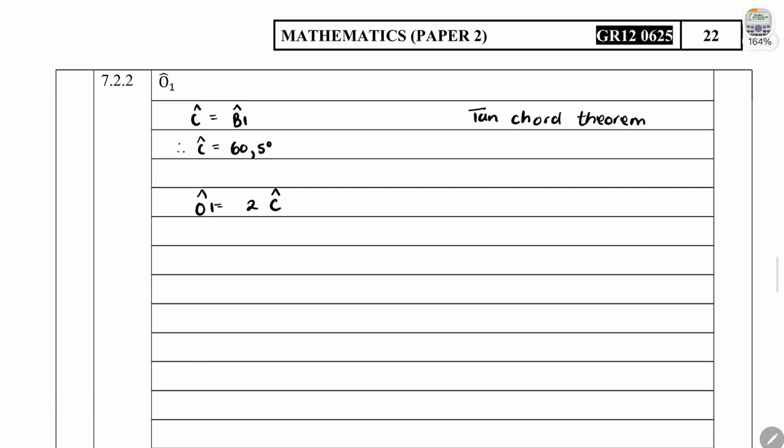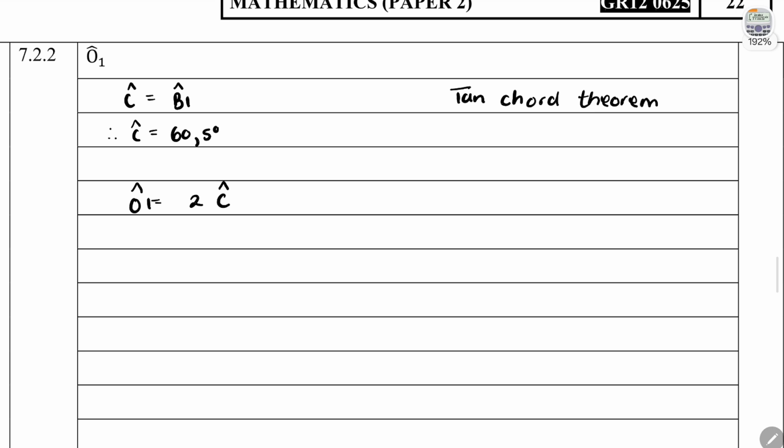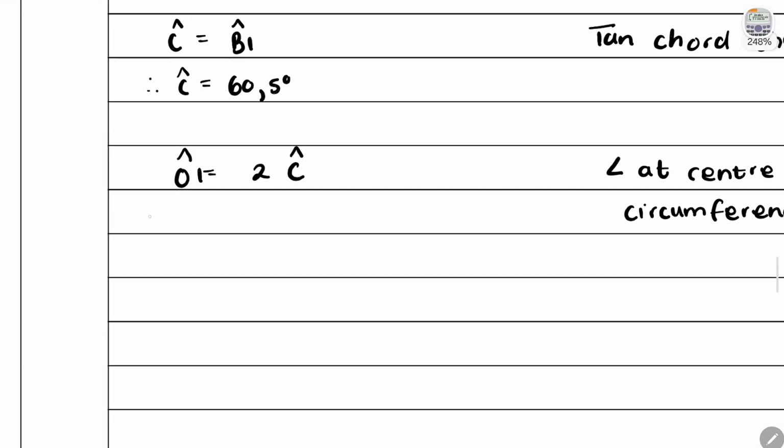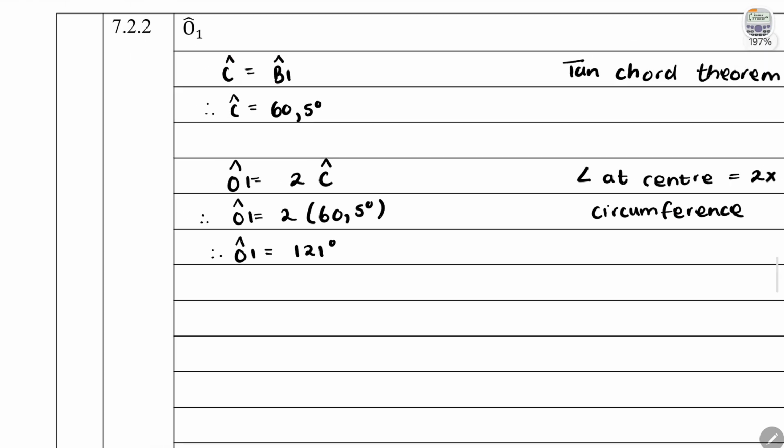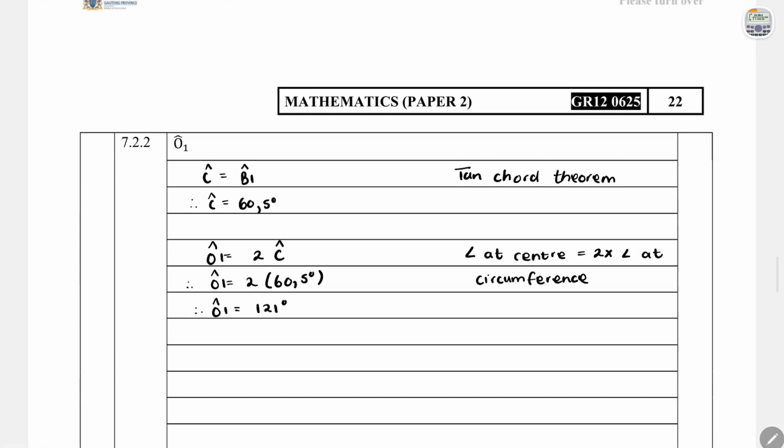And so this is because of the angle at the center being twice the angle at the circumference, as long as they are supported by the same chord or arc. And so angle O1 is equal to twice of 60.5 degrees. And you see that this takes us back to 121 degrees. And that is our answer. And that is it for question 7.